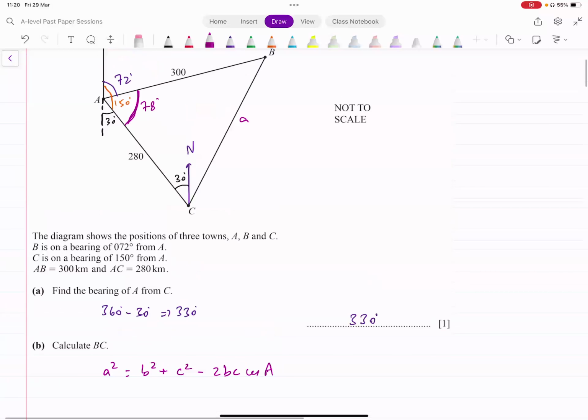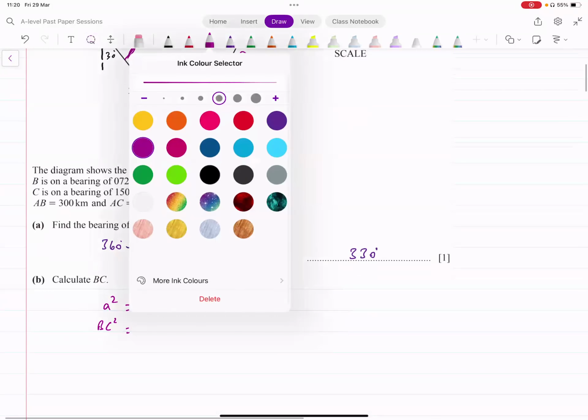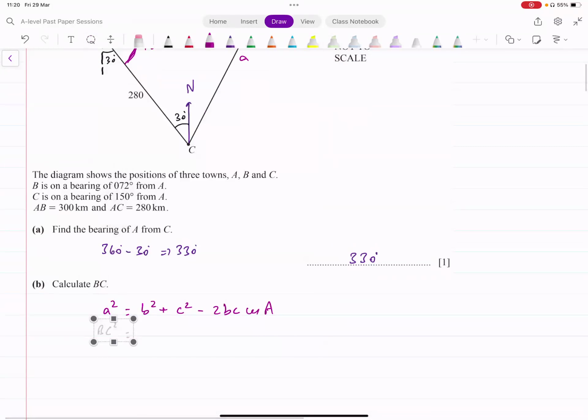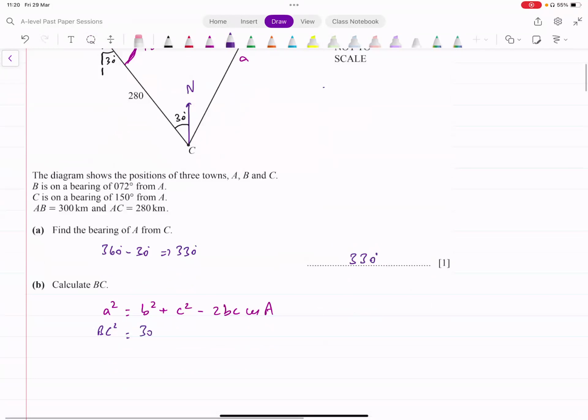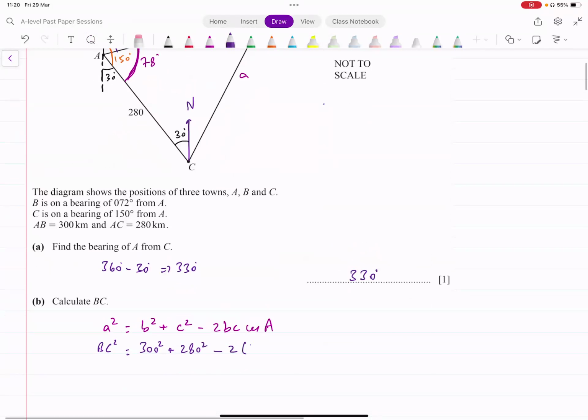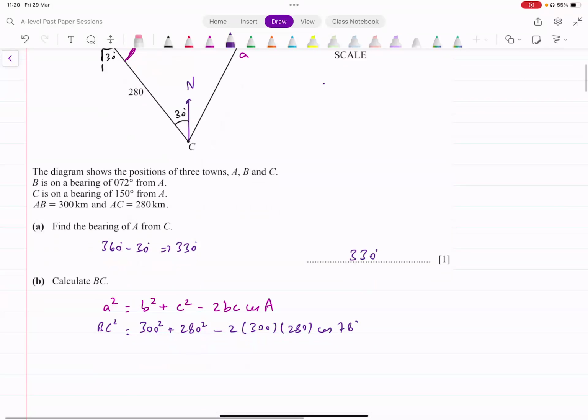So we can say BC squared equals one of the other side squared. You can use any of the two other sides. Let's say 300 squared plus 280 squared minus 2 into B, which is 300 into 280 into cos of this angle, which is 78 degrees. And that should give you the result. You can see what BC turns out to be.